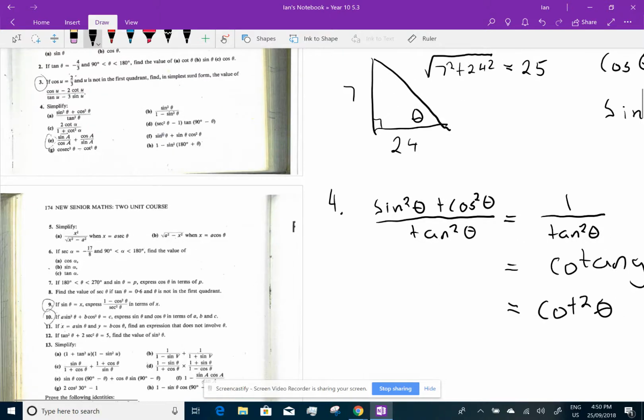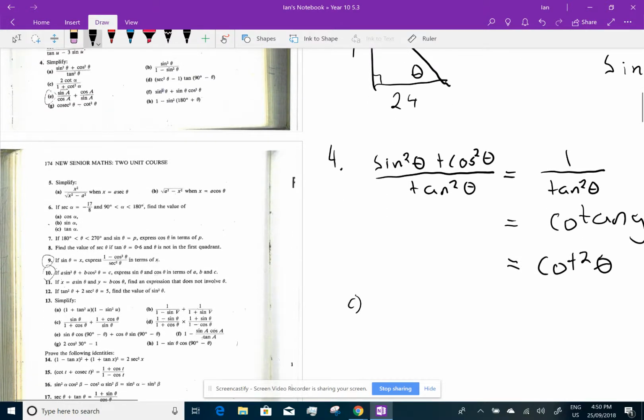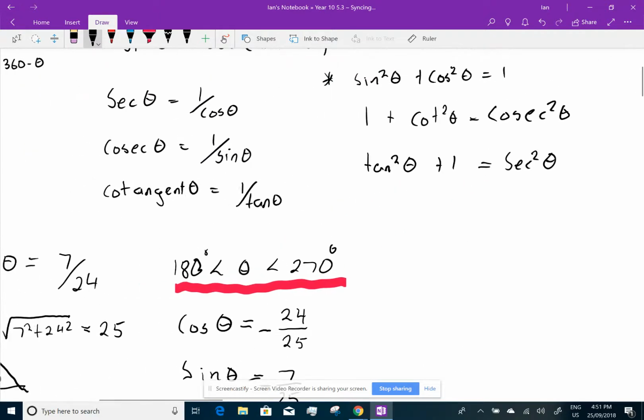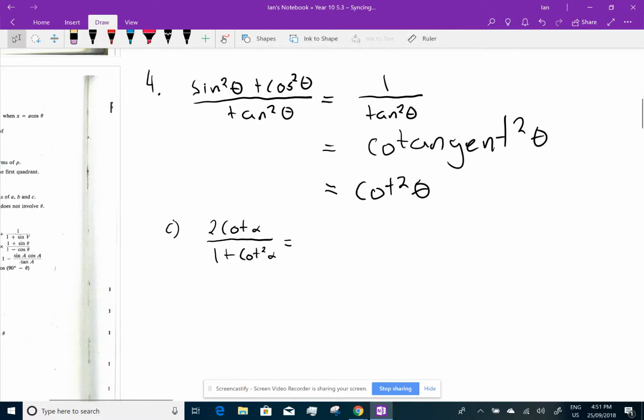Okay, what else have we got there? I'm not going to do them all, but look, in the textbook that I'm using, someone circled E. So I'll do A, C, E. I'll just do this column down here. So I'll go straight to C now. So C, what's that? 2 cot alpha over 1 plus cot squared alpha. Well, I know that 1 plus cot squared is cosec squared. Yep. So I get 2 cot alpha over cosec squared alpha.